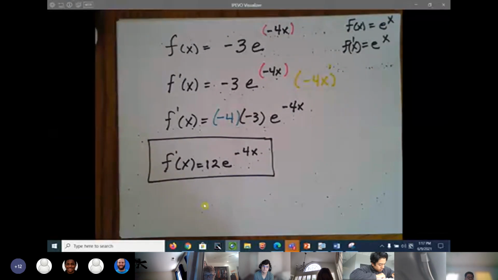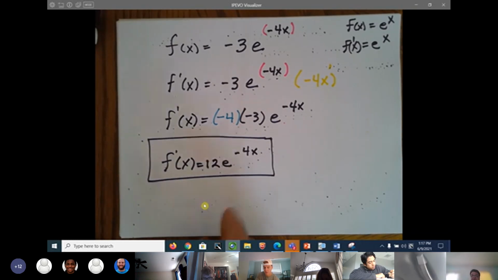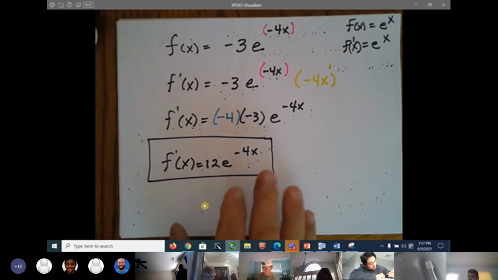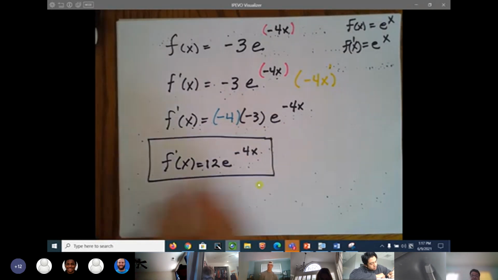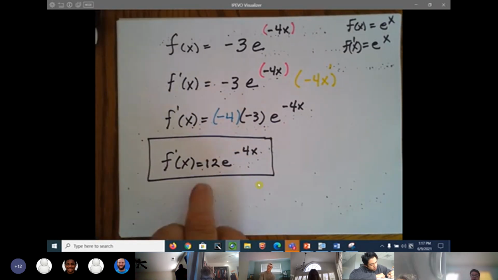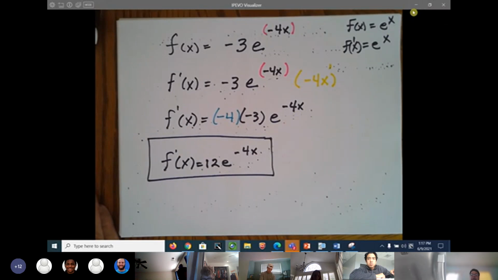Would you not move that e to the negative 4x to the bottom? Or do you just leave it like that? You could, yeah. I'm kind of racked for time, so I just left it right there. Yes, you could bring that down. It'd be 12 over e to the 4x.